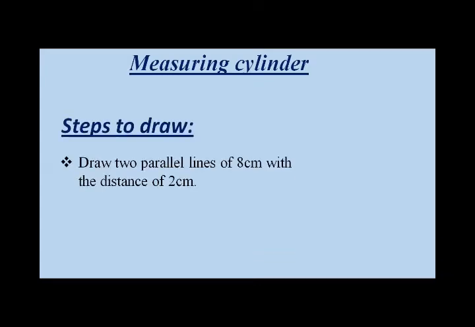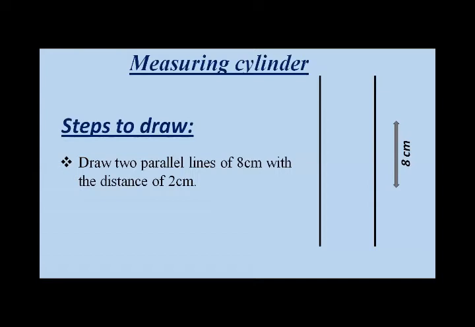These are the steps of how we draw the diagram. Draw two parallel lines of 8 cm with a distance of 2 cm. Observe carefully. You will draw one line of 8 cm with the help of a scale. Another line in front of this line. Both lines are 8 centimeters. These two lines are called parallel lines, and the measurement of these lines is 8 centimeters. Okay, and the distance between these two lines is 2 centimeters. You draw these two lines first.